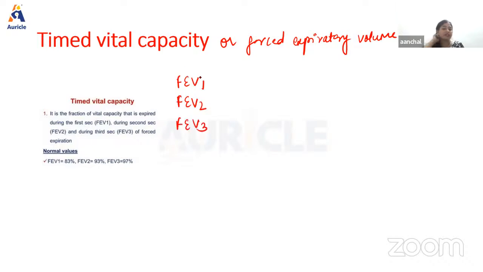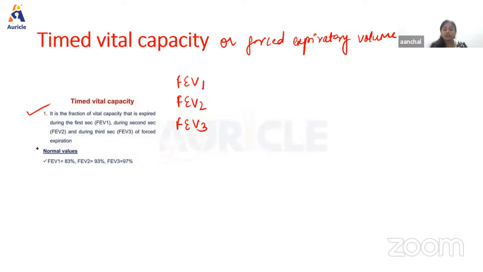FEV1 is the volume of air expired forcefully in 1 second. FEV2 is the volume of air expired forcefully in 2 seconds. And FEV3 is the volume of air expired in 3 seconds. So it is the fraction of vital capacity that is expired during the first second, that is FEV1, during the second second, that is FEV2, and during the third second, that is FEV3 of forced expiration.